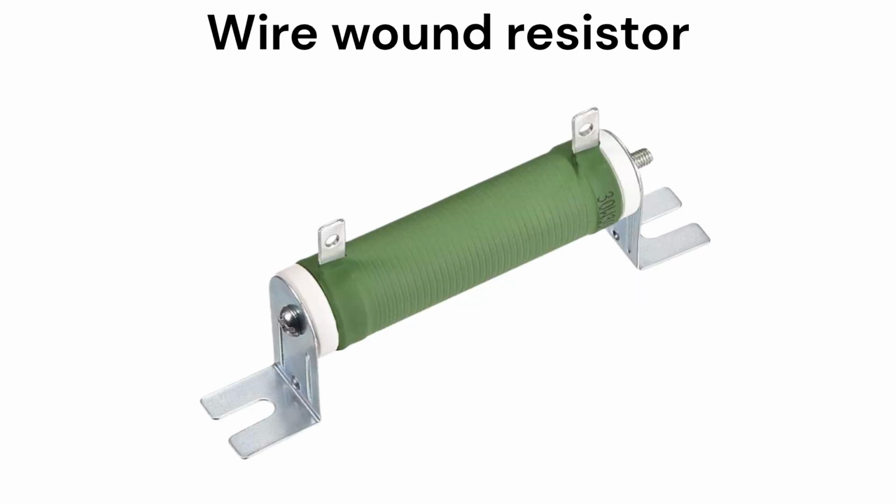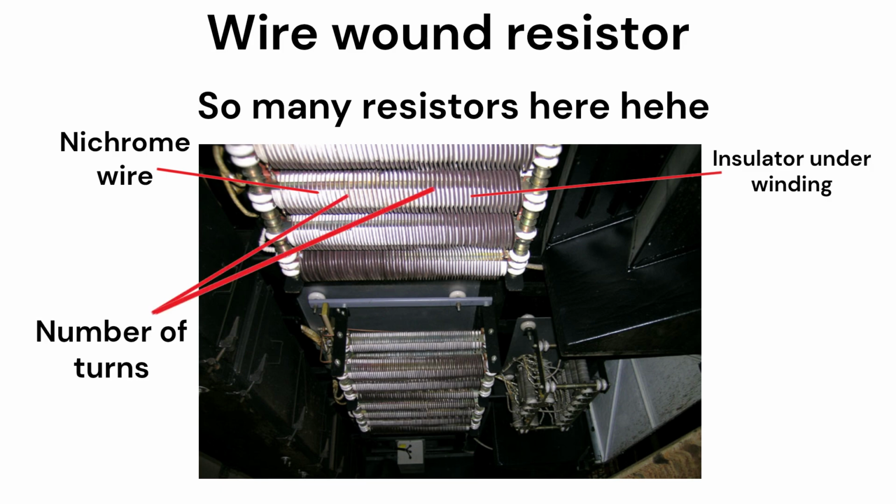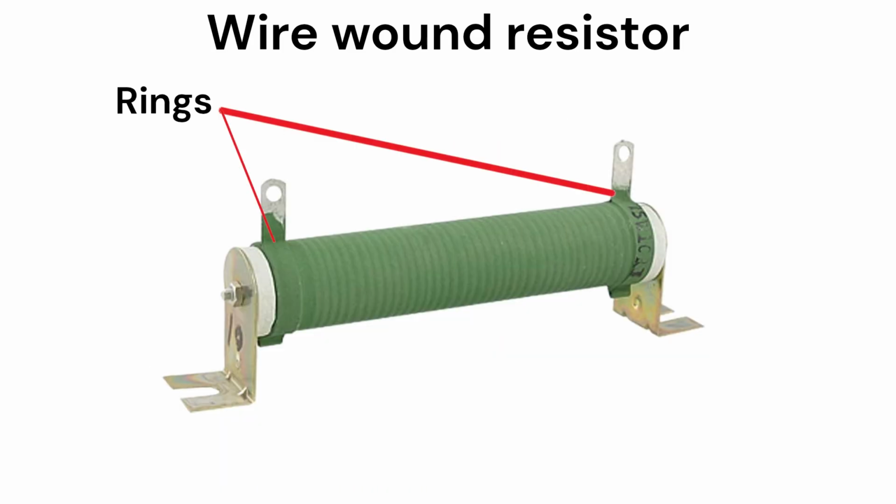Now, wire-wound resistor. Usually, nickel chromium or nichrome wire is wound around an insulator such as a ceramic, plastic, or fiberglass core. The number of turns of nichrome wire and the spacing between them determine the resistance value. If the turns of wire are fewer, the resistance is lower. If the turns are more, the resistance is higher. Then the ends of the nichrome wire are soldered to two caps or rings on both ends. Then, for protection, it is coated with a layer of paint, molded plastic, or an enamel coating.